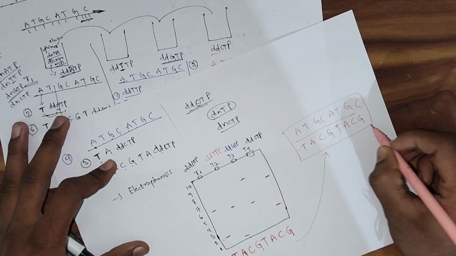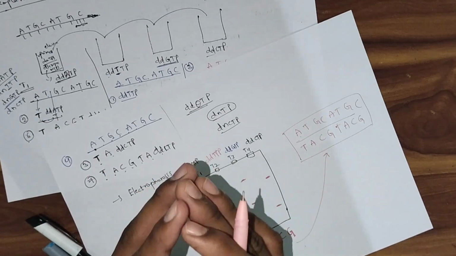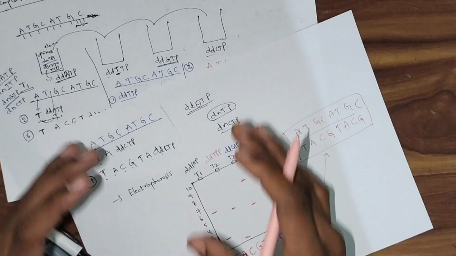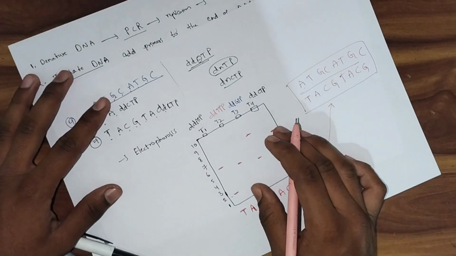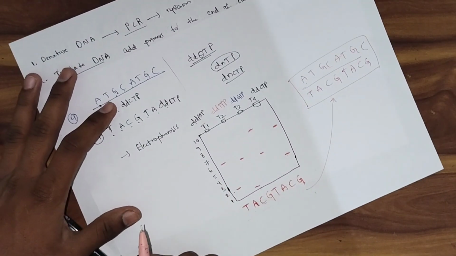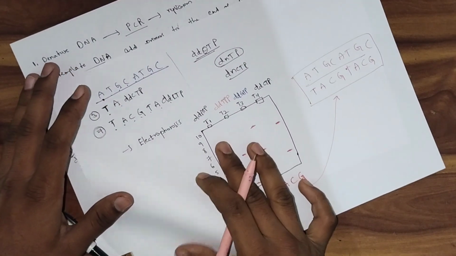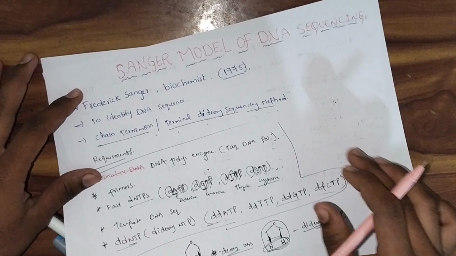By doing this dideoxynucleotide triphosphate process, we can give a complementary sequence to it by doing Sanger's method. By termination at the third carbon of dideoxy, we can give a complementary sequence to it. This was the Sanger's method of DNA sequencing.